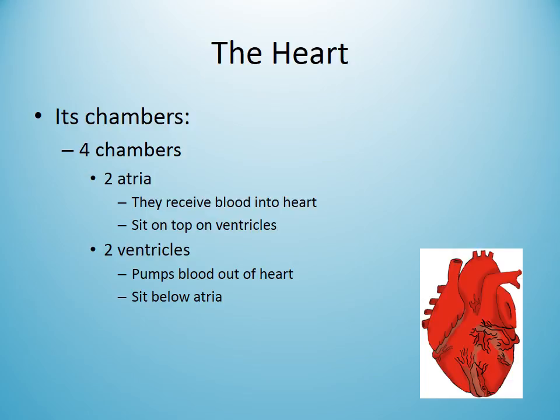Now let's talk about those chambers. There are 4 different chambers within the heart. There are 2 atria. These receive blood into the heart, and they sit on top, so they're cranial to the ventricles. And then there are 2 ventricles, which are the lower, more caudal chambers, and they pump blood out of the heart.